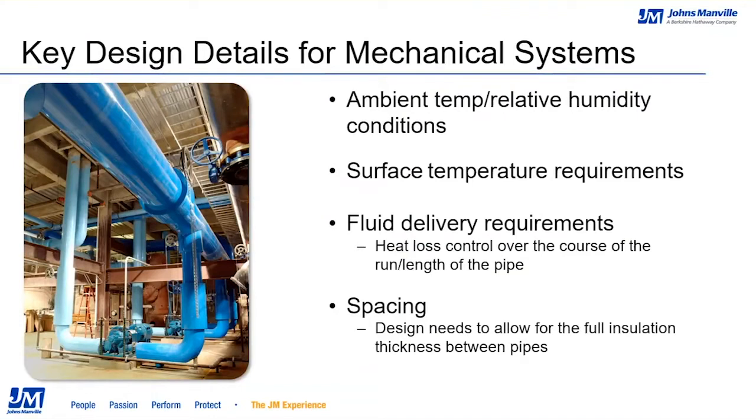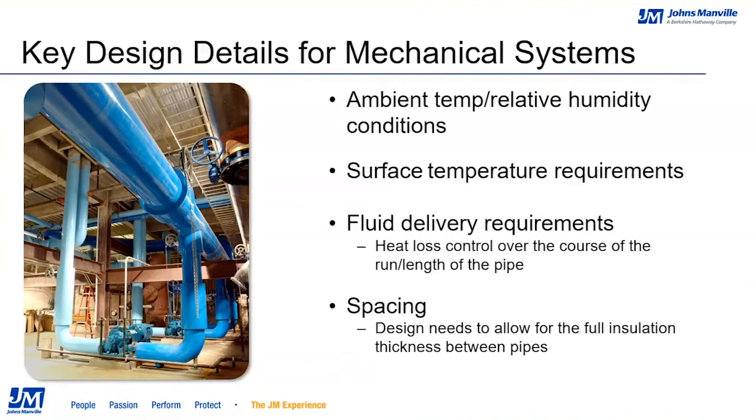Key design details for mechanical systems. What are these key design details? The first consideration is the ambient temperature and relative humidity conditions surrounding the system. For example, the insulation requirements are different for a system running 350 degree steam in a 75 degree ambient temperature space with low humidity when compared to a system running domestic cold water in a 90 degree ambient temperature and high humidity type environment. Surface temperature requirements also need to be considered.